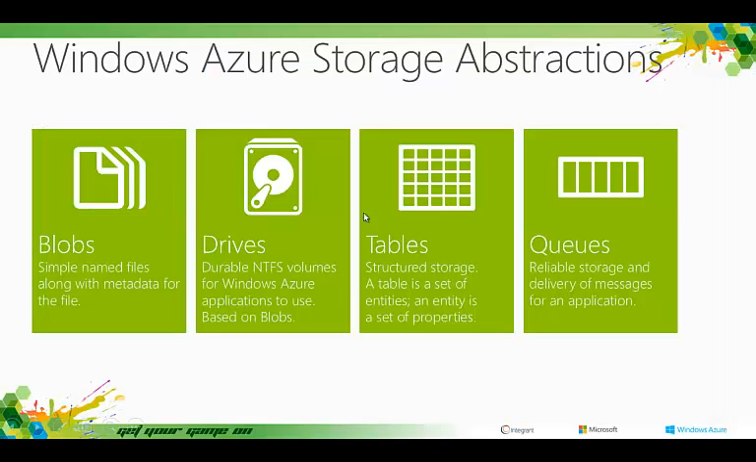I talked about blobs, tables, and queues. So what are they? Blob, I said, is kind of like a file system in the cloud. It gives you a way to put binary data or binary large objects, blobs, up into our storage services.